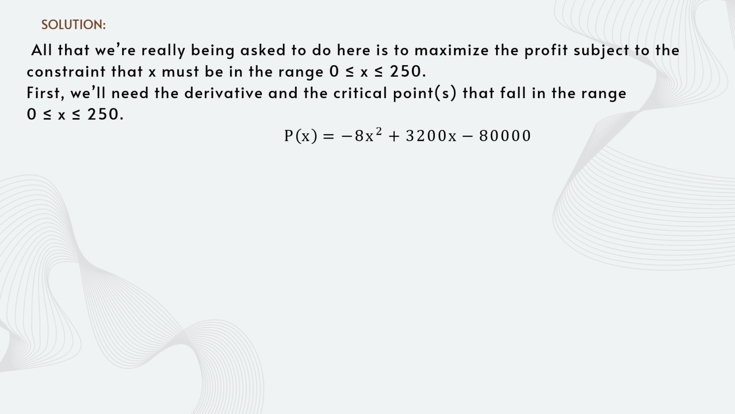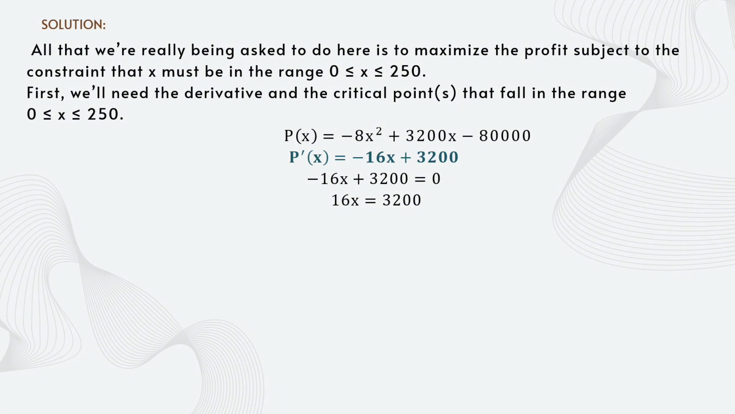Based on the problem, the given function is P(x) = -8x² + 3,200x - 80,000. The derivative of this one is -16x + 3,200. This is using the power rule. Now, we will use the derivative of the function to find the critical points. Negative 16x plus 3,200, we will equate this to 0.